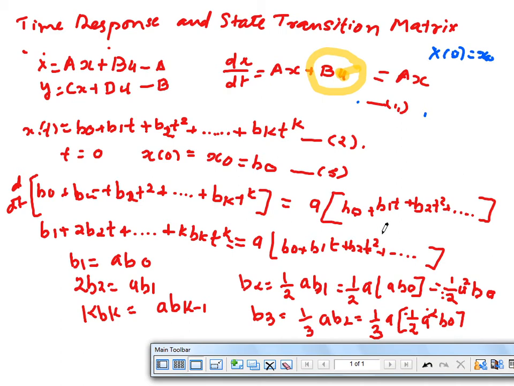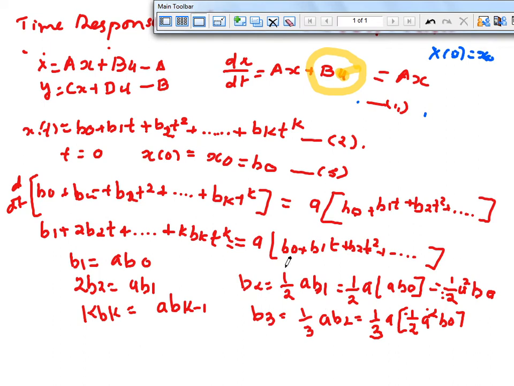Okay, so my answer will be 1 upon 3 into 2, into a cube into b0. Okay, so if I keep going like this, I can write this as well over here. So this is nothing but 1 upon 2 factorial a square into b0. It is nothing but 1 upon 3 factorial a cube into b0.